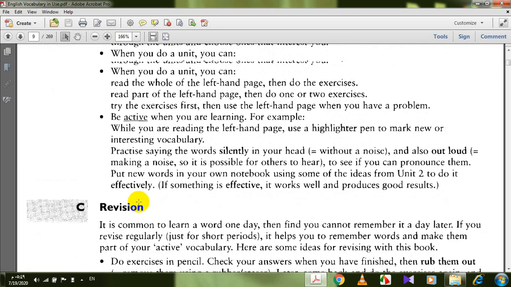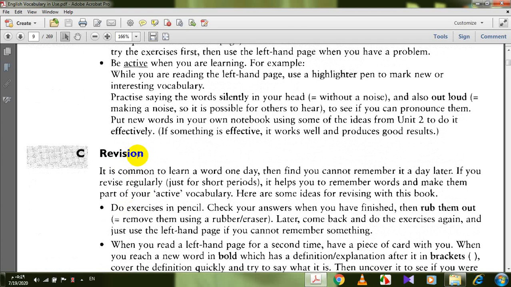Okay, so let's go to revision. Revision means to revise. If you revise something, it gives you an opportunity to reinforce what you have already studied. Revision means to go back, to have a look over what you have already studied, to have a second look, a third look, and so on. It is common to learn a word one day, then find you cannot remember it a day later. And this is natural, by the way, to learn something today and not be able to remember it the other day. This is natural in learning languages.